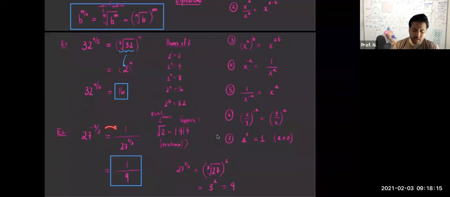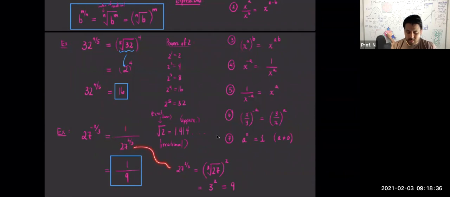So I applied the law. I put 1 over 27 to the positive 2/3. So I know for a fact that my answer will have a 1 over it, because that's the first thing I do. That's the first step that I apply, right? So 1 over 27 to the 2/3. Now the question becomes again, what is 27 to the 2/3?